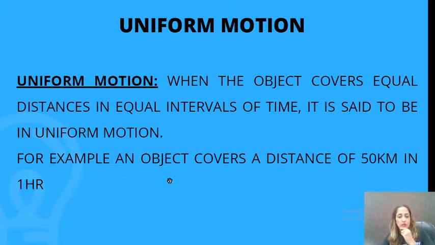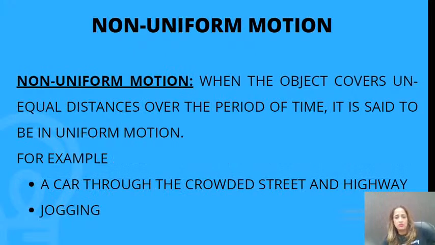For example, an object covers a distance of 50 kilometers in 1 hour, and every 10 kilometers, let's say, in 60 minutes. So every 10 minutes, how much he is moving, it is uniform. But what is non-uniform then? Non-uniform is when the object covers unequal distance over a period of time. There is a small typo here, I wanted to say non-uniform motion.